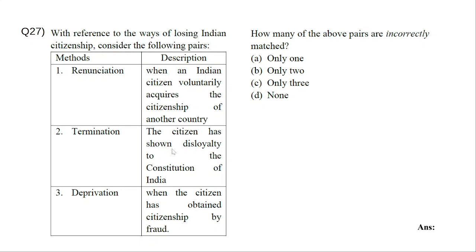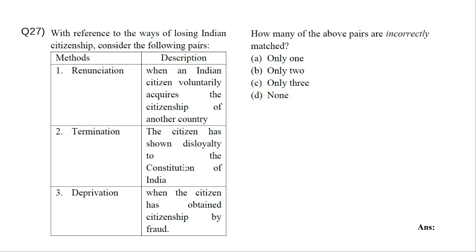The citizen has shown disloyalty to the Constitution of India. If you talk about deprivation, deprivation is a kind of compulsory termination of Indian citizenship by the central government. And when the citizen has obtained citizenship by fraud, yes, that is true. When you obtain citizenship by fraud and the government finds out, then you will be deprived. And when the citizen has shown disloyalty to the Constitution of India, that is also true. So this is also one of the descriptions of deprivation.